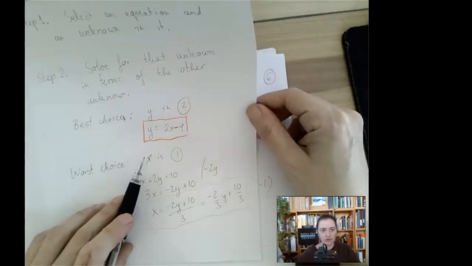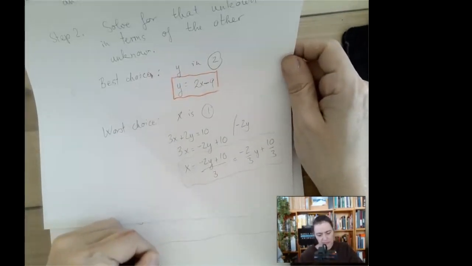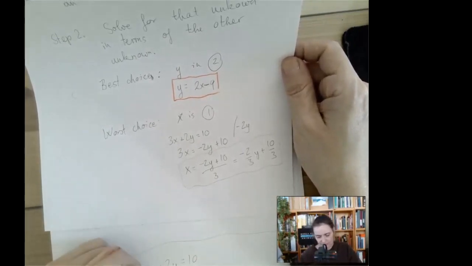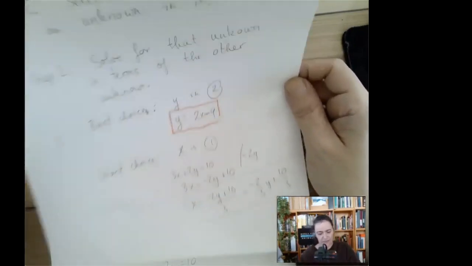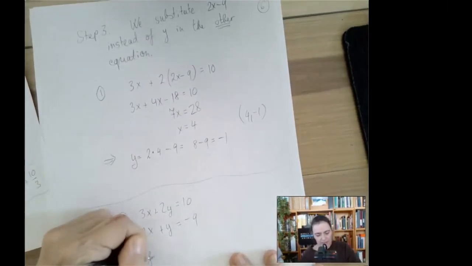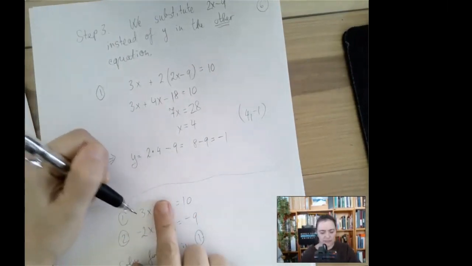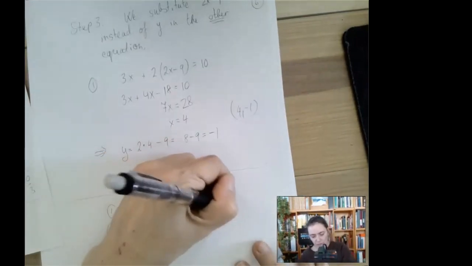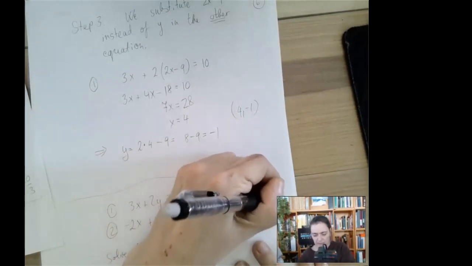I'll start from scratch. So the first equation was 3x plus 2y equals 10. And the second equation was minus 2x plus y equals -9. And our worst choice was x in the first equation, and then we subtract 2y and divide by 3. So if you recall, x was minus 2y plus 10 divided by 3, or negative 2/3 y plus 10 over 3.